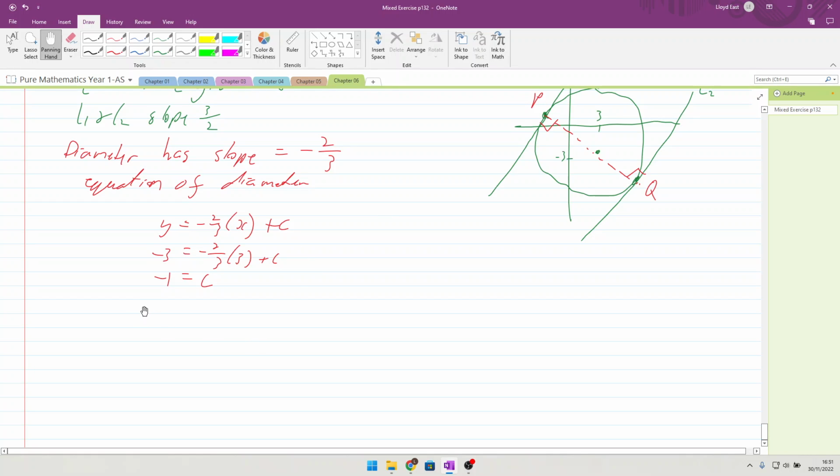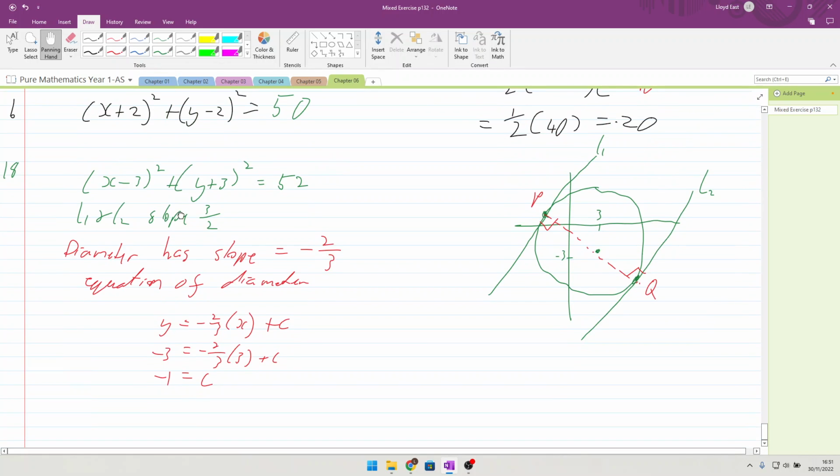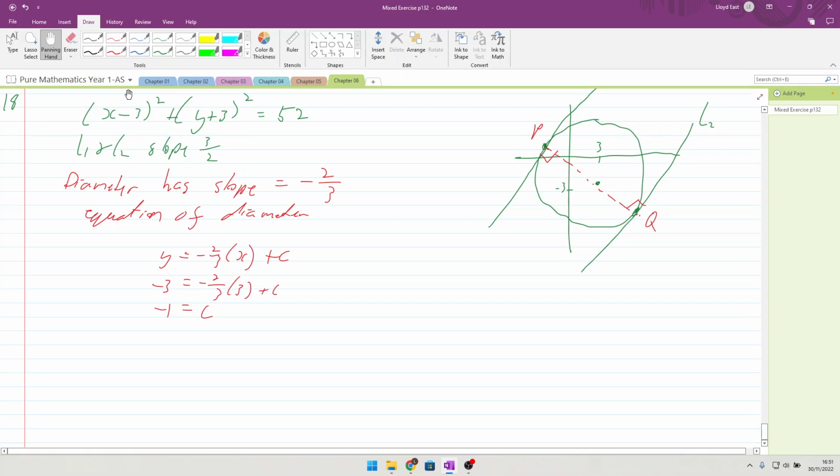Is there any quick way of doing it? I don't think so. Okay, so we know it's y equals minus 2/3 x minus 1. So let's take the equation, the green one. Okay, and we've got something for y.